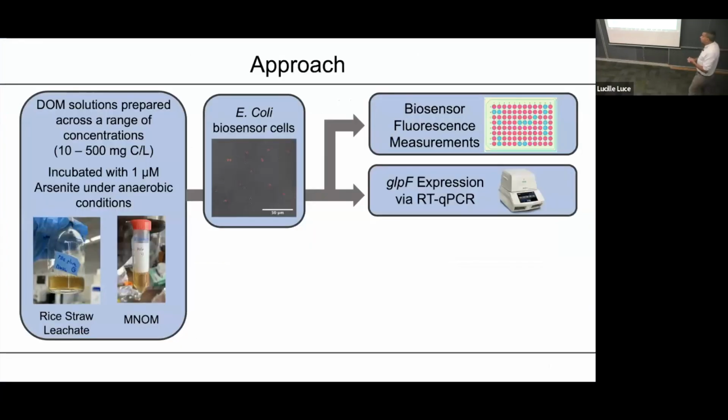So we prepared DOM solutions with a range of concentrations from this Mississippi NOM and also from a rice straw leachate to try to look at DOM relevant for the types of DOM inputs into a rice paddy environment. And we used the E. coli biosensor method as well as looking at the expression of the GLPF transporter using RT-PCR.